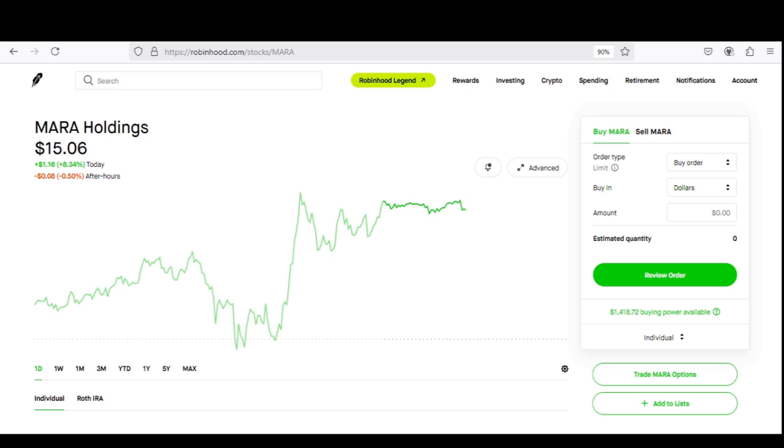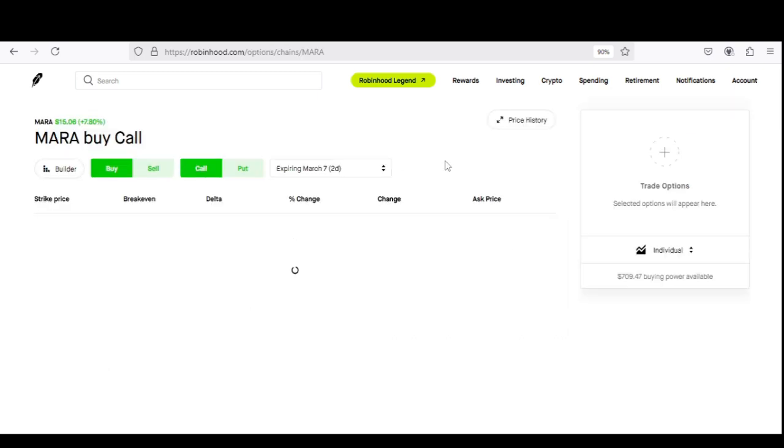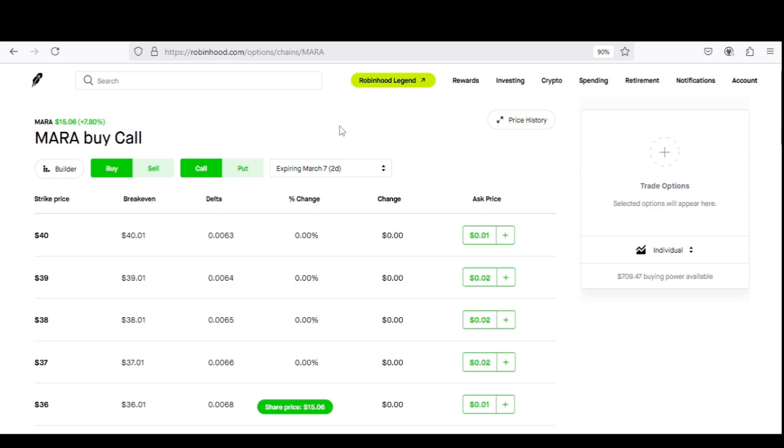For today's video, we're going to be using none other than Mara Holdings, ticker MARA. So let's go ahead now and open up the option chain by clicking Trade Mara options down to the bottom here. Now, what is the option chain? The option chain is this area right here. Now, what does the option chain do? For those of you that are new, the option chain gives us enough information in order for us to make an informed decision before getting into any option contract.